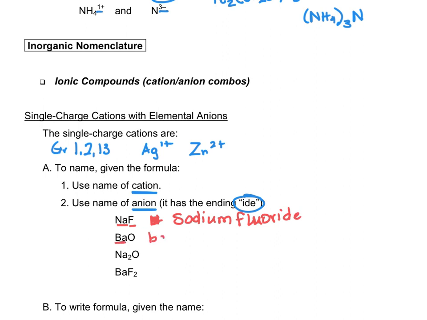Cation is barium. Anion is oxide. That's it. There's nothing special to these. Na2O, it's still sodium. The name doesn't have anything to do with how many there are. So this is sodium oxide.